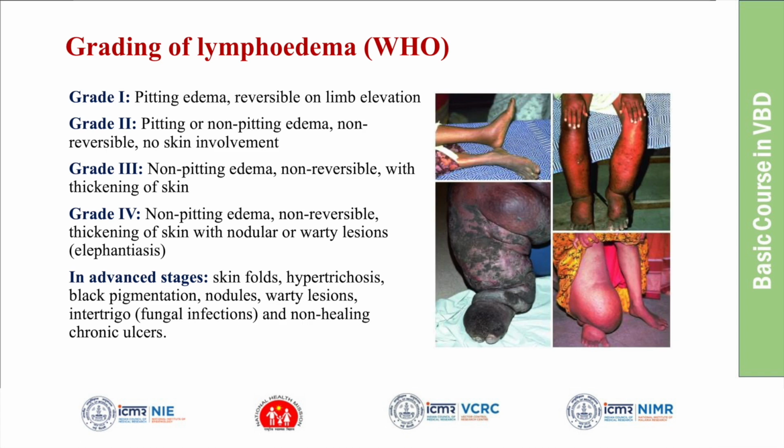Intertrigo is commonly seen in the web spaces of the toes, and non-healing chronic ulcers can also occur in advanced stages. Most of these patients ignore the hygiene of the limb, so they are often exposed to secondary bacterial or fungal infection, and these usually act as entry points. Any open wounds or ulcers act as entry points, and ultimately when infection occurs, it results in ADLA attacks. ADLA attacks will again progress your lymphedema, and the limb size also increases with each attack of ADLA.